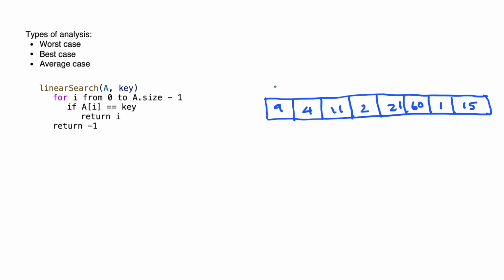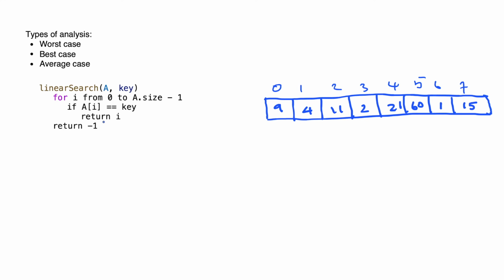So we will have the array indices as 0, 1, 2, 3, 4, 5, 6, 7. That is, you have 8 elements. So you will be changing the value of I from 0 through 7. Then at each step of the for loop, I will be comparing whether the element present in the index I is equal to my key. If that is the case, then I will be returning the index.